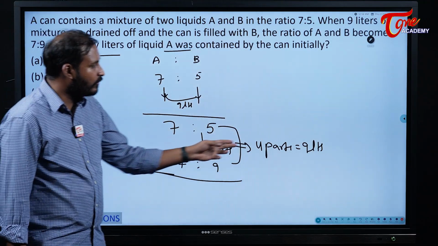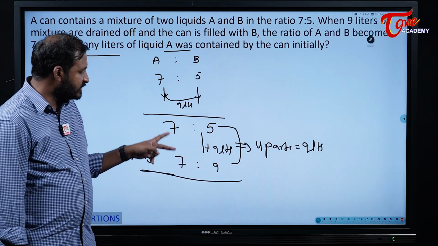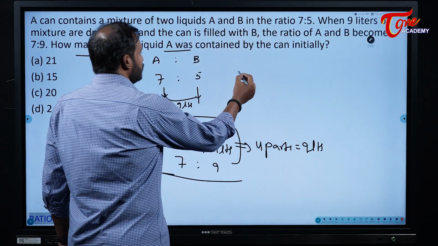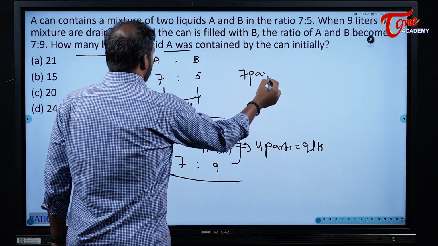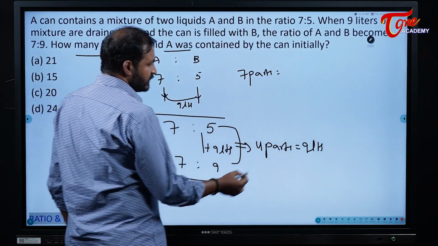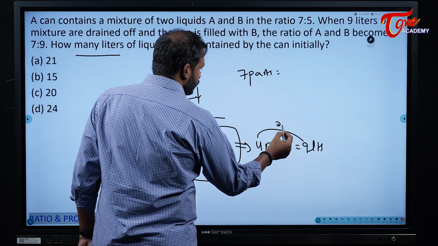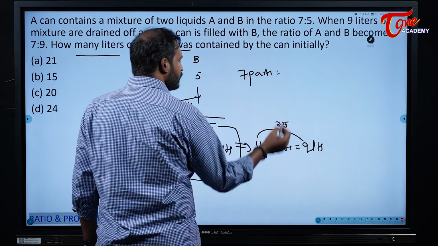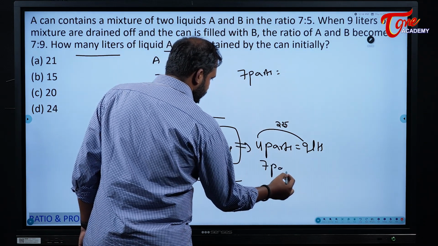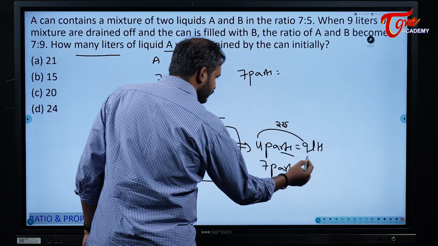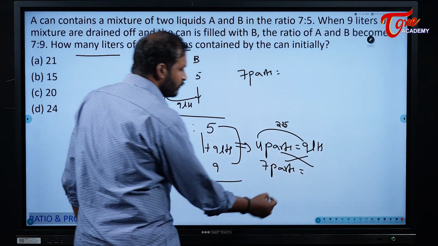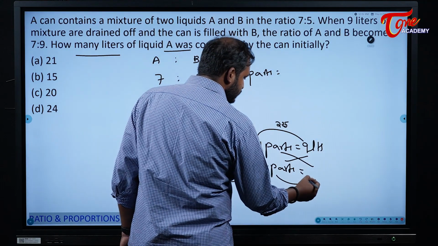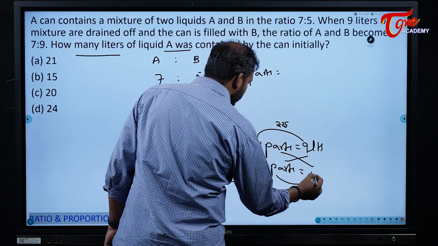Now, please see here, if 4 parts is 9 liters, what about 7 parts? 4 parts is 9 liters means each part will become 2.25 liters. So 7 parts will become, calculate this one, or else cross multiply it, you will get the answer 2.25. So 7 into 2.25, what will you get? 14 plus 1.75, you will get 15.75 liters here.